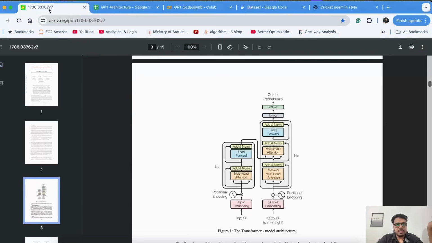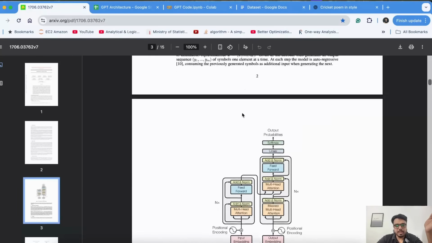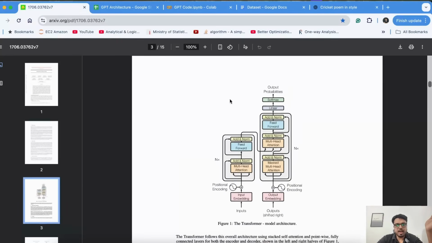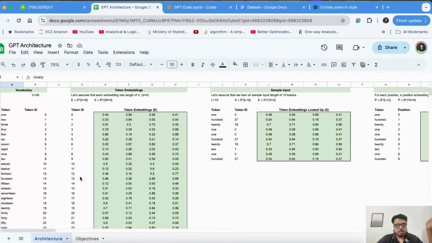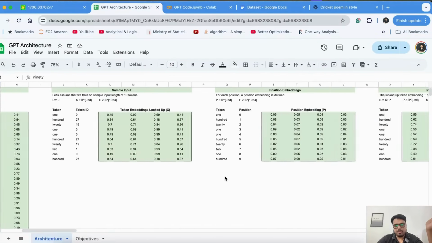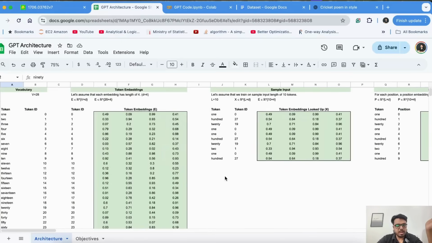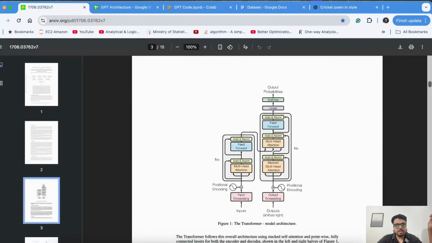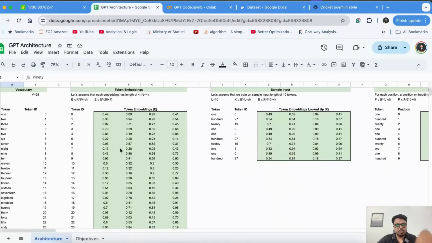Okay, so let's start off. So I'll be doing a bit of to and fro between the paper itself and the Google Sheet representation of the transformer architecture itself, so that we can understand what each component in the transformer architecture actually looks like in a visual format, in a more mathematical way.